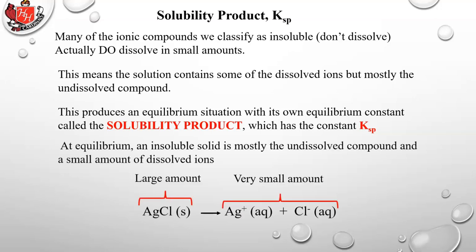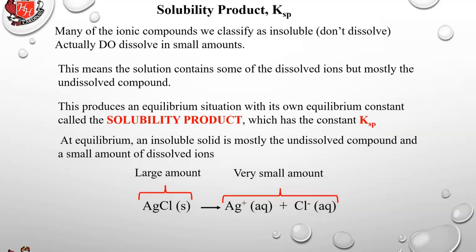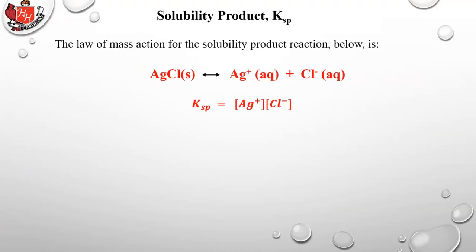So at equilibrium, an insoluble solid is mostly the undissolved compound, but little tiny bits break off and dissolve in the water. So if you start off with silver chloride there on the left, it's going to break into silver 1+ ions and chloride 1- ions, but only a very, very small amount will do that. The law of mass action for that reaction is down below. It's Ksp equals the molarity of Ag+ times the molarity of Cl-.